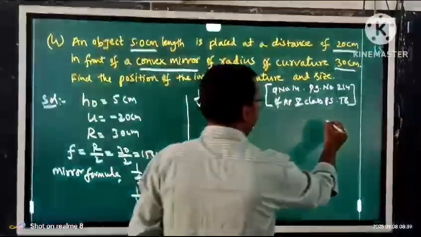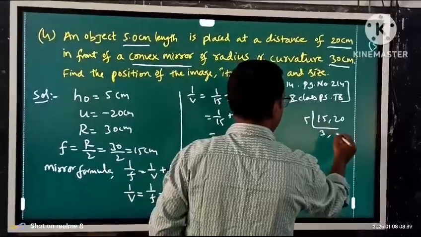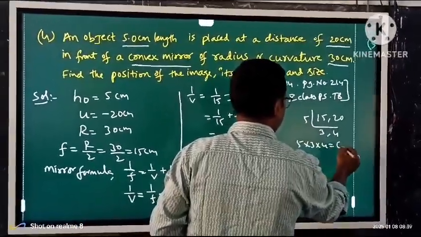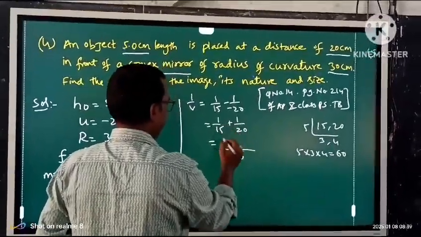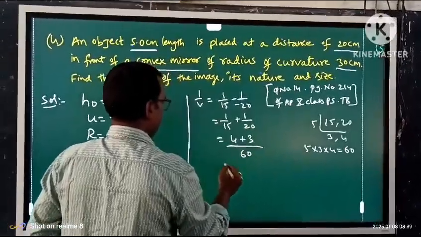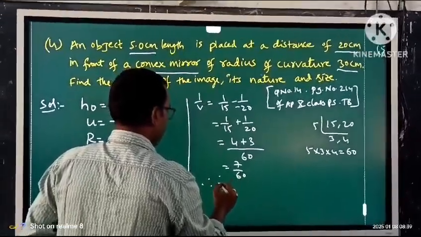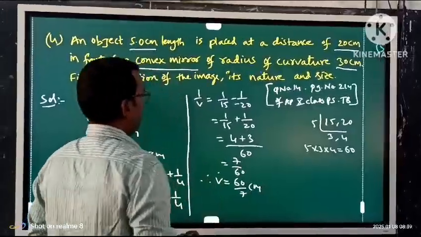Let us find the LCM for 15 and 20. 5 3s are 15, 5 4s are 20. So 5 into 3 into 4 we get 60. So 60 is the LCM. 15 4s are 60, so 4 times 1 is 4. 20 3s are 60, so 3 times 1 is 3. So that's equal to 7 by 60. Therefore V is equal to 60 by 7. So this is the image distance.